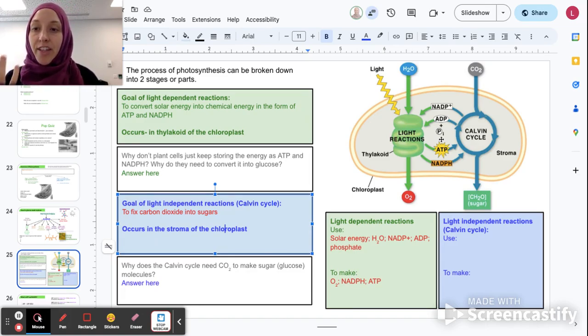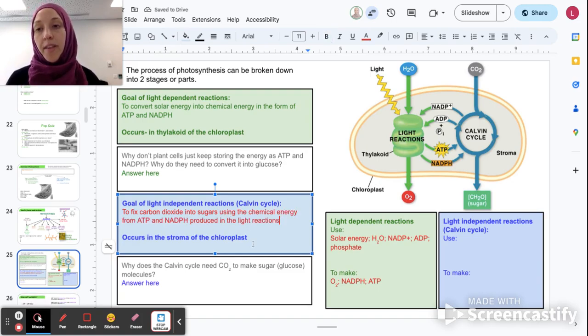But where do we get the energy to attach these carbons and build a sugar molecule? Well, we get that energy from the ATP and the NADPH that we produced in the light reactions. And so I've put that here. So we went from solar energy, we turned our solar energy into chemical energy during the light-dependent reactions, and then we used this chemical energy to convert carbon dioxide into sugars in the Calvin cycle. Okay.